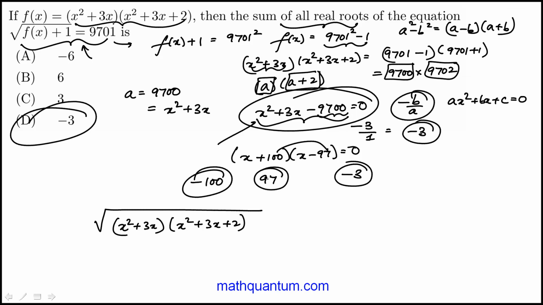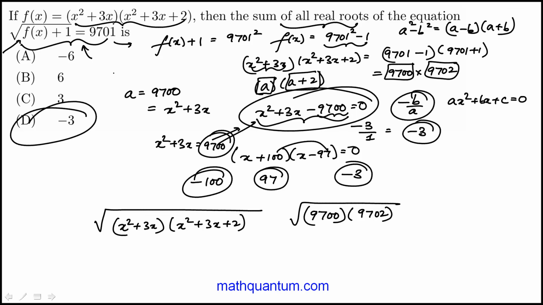Now, we know that for both of these roots, x squared plus 3x is 9700, and that's what you'll get if you were to plug that back in. So we don't have to actually do that work. We just plug that back in, 9700 times 9702, and there are no extraneous roots here. So that's just something to keep in mind. In certain questions, you could end up with extra roots. That's not the case here, but just something to keep in mind. So to summarize, the answer is that the two roots add up to minus 3, choice D.